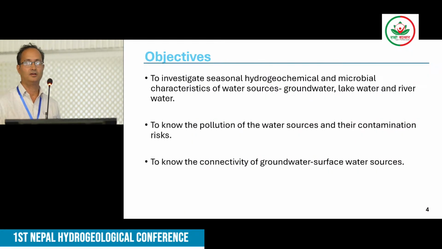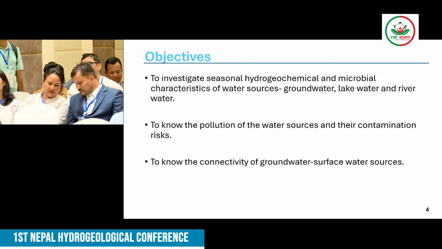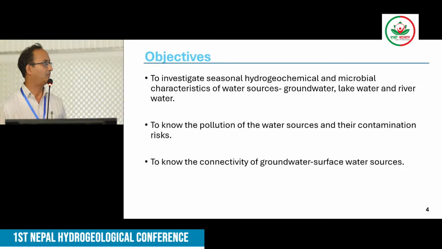So the study objectives were to investigate the seasonal hydrogeochemical and microbial characteristics of the water sources, to know the pollution of the water sources and their risks to the environment as well as to human beings, and to know the connectivity of the surface water and the groundwater. So we tried to fulfill these objectives in this study.